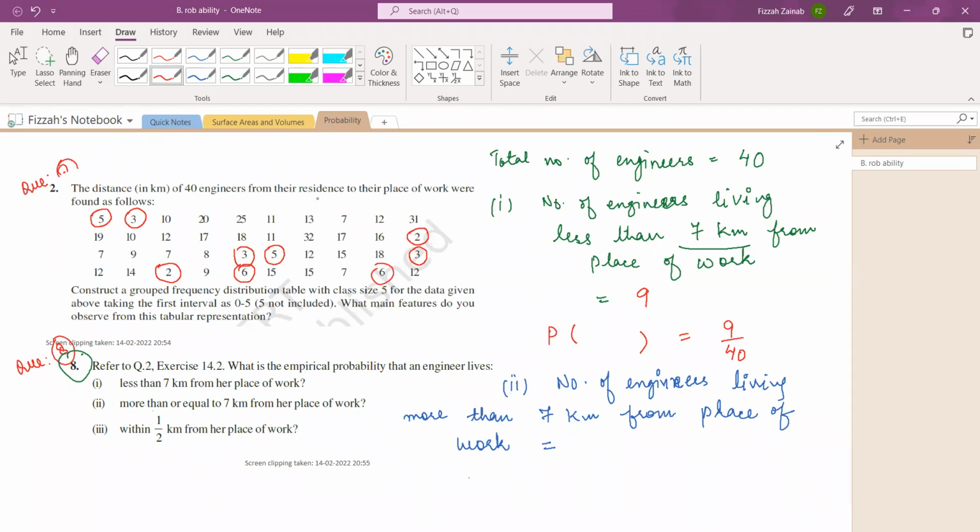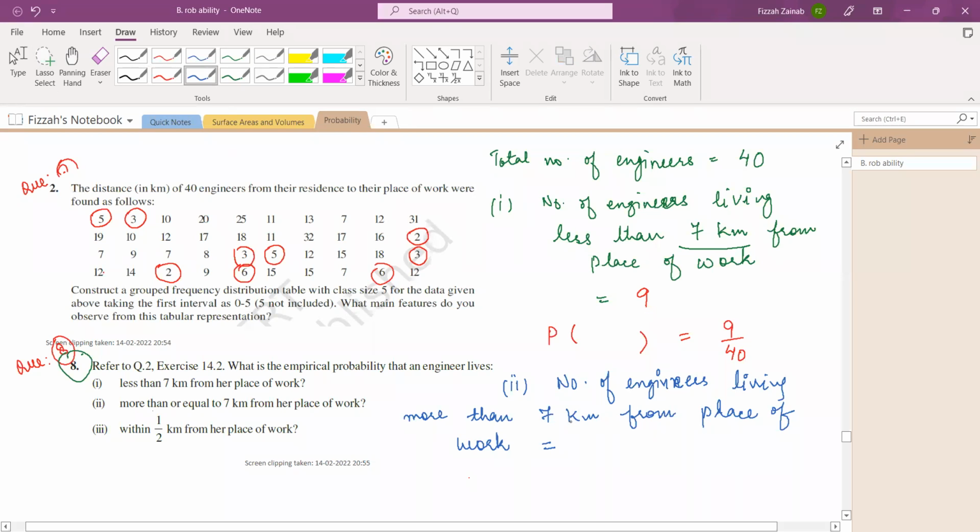No, ma'am, 40 minus 9 would be 30. Yes, Mridula? Is she correct? Because in the question it is saying more than 7 kilometers from place of work. How many did you get, Hamna? 31. Yes, ma'am. Okay, okay. It's saying more than or equal to 7. Yeah, fine. I missed out the equal to.